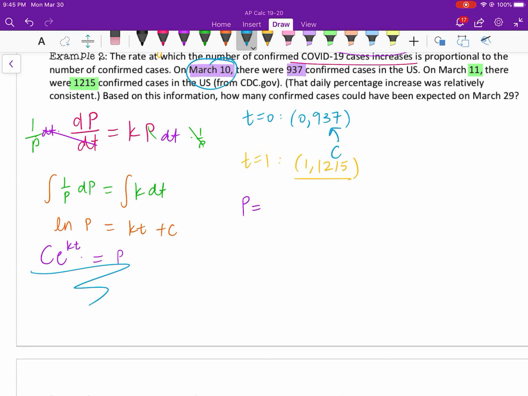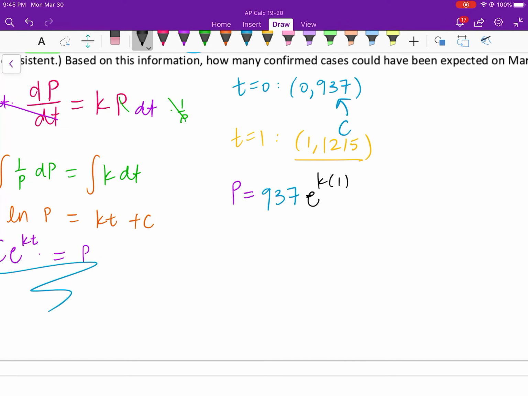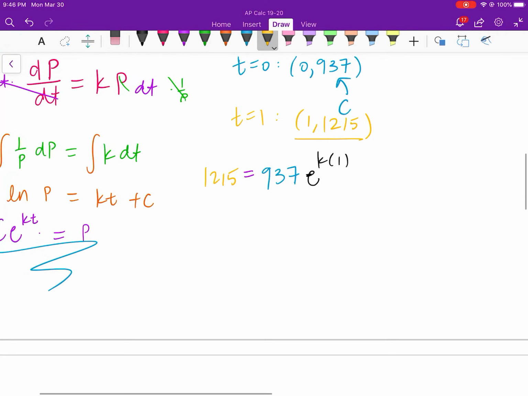So P equals, we just said c was 937, times e to the k times 1. Sorry, not even P, because we should be plugging in our second ordered pair as well. So we plug in 1215 for that P value, that dependent variable. And as we solve for k, we first want to divide both sides by 937.